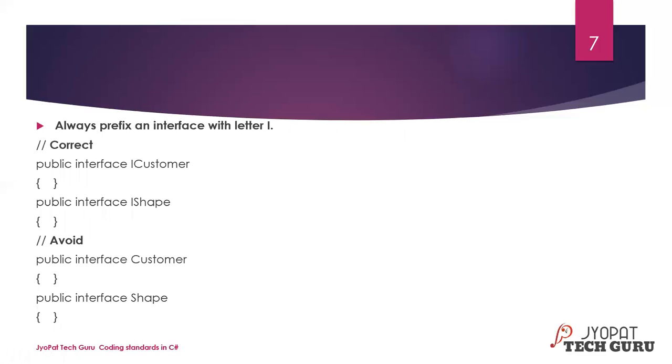Next, always prefix an interface with the letter I. Within a program, you may have a number of interfaces. Rather than giving only a single name, try to put a capital I before that name so that this represents the interface. You can observe the example here, public interface ICustomer, public interface IShape. So try to avoid the direct names like Customer and Shape.